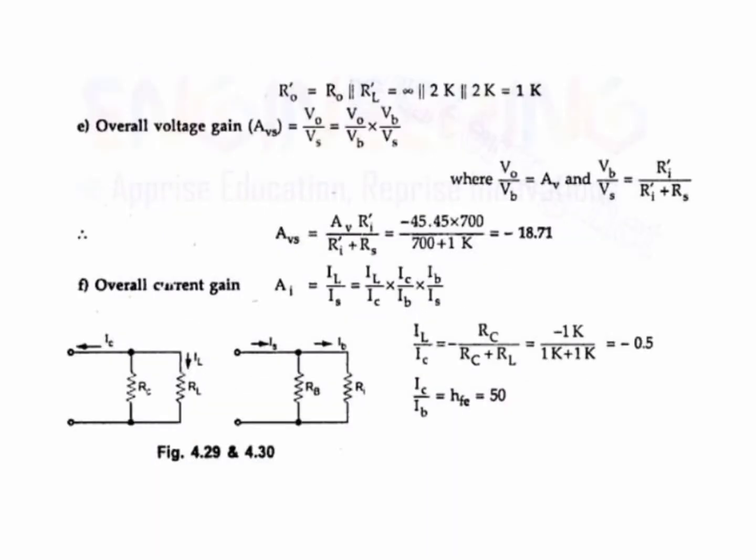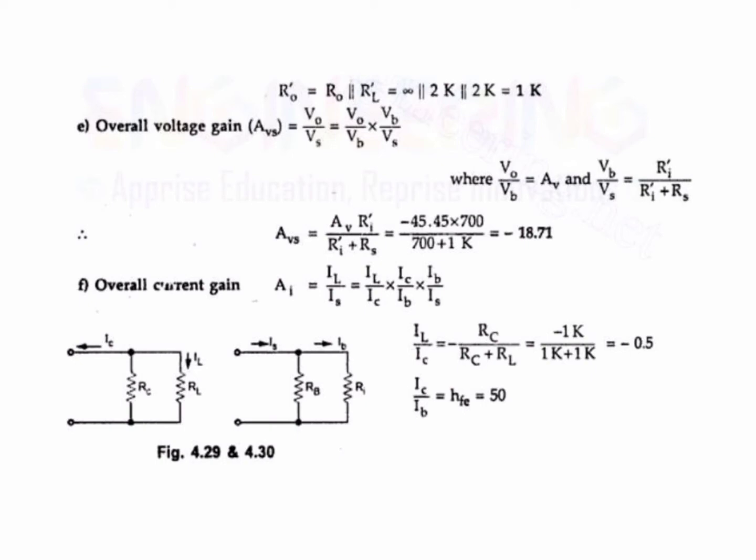And similarly here they calculate the R0 dash is equal to R0 parallel to RL dash, because here R0 is the output impedance and RL dash is the output load resistor in parallel with the other output resistance components. So the overall R0 dash is equal to R0 parallel to RL dash, which is equal to 1k. And next, overall voltage gain.